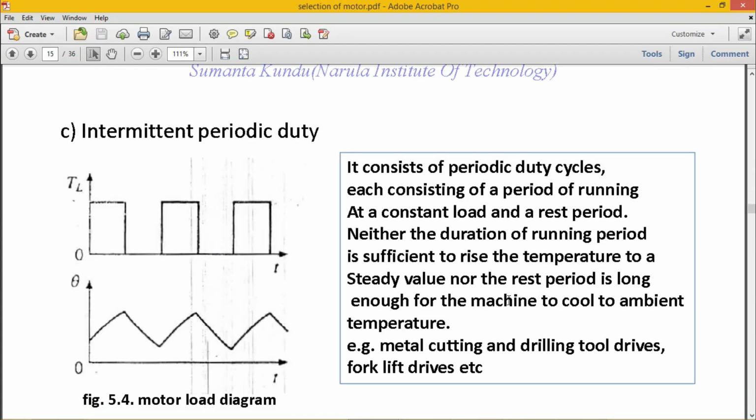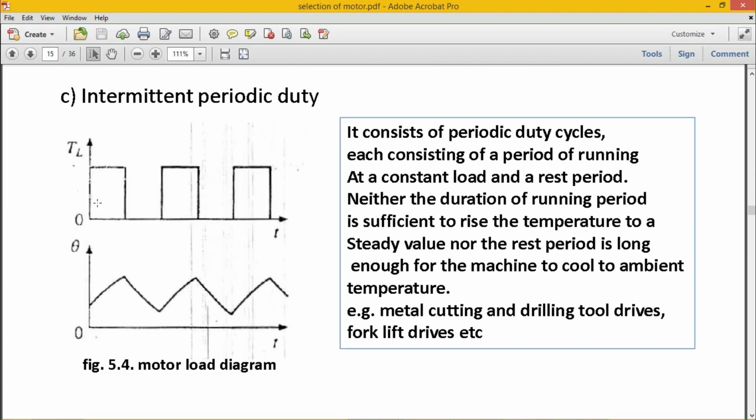Now the third one is intermittent periodic duty. This consists of duty cycles. It is basically running for a constant load for a certain time, then there is a rest period, and it is repeating in this fashion. So there is a constant load and a rest period. Neither is this running period sufficient to raise the temperature to steady state value, nor is this rest period long enough for the machine to cool off to ambient temperature.